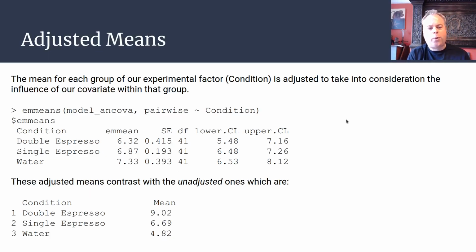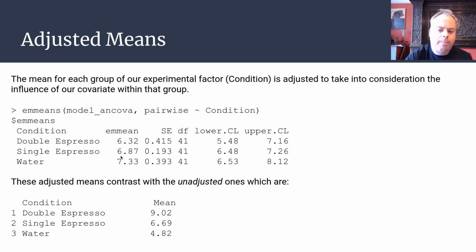We can ask for output of this model using the emmeans function again. So we're not interested in pairwise comparison in this case. What we're actually interested in are the estimated marginal means, which are the adjusted means that are calculated by taking into consideration the influence of our covariate for each of our three experimental groups. So when we run the emmeans function, we actually get, in the first bit of the output, the estimated marginal means.